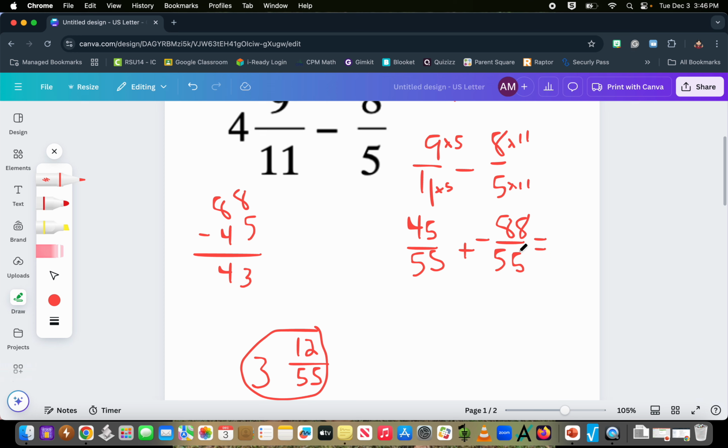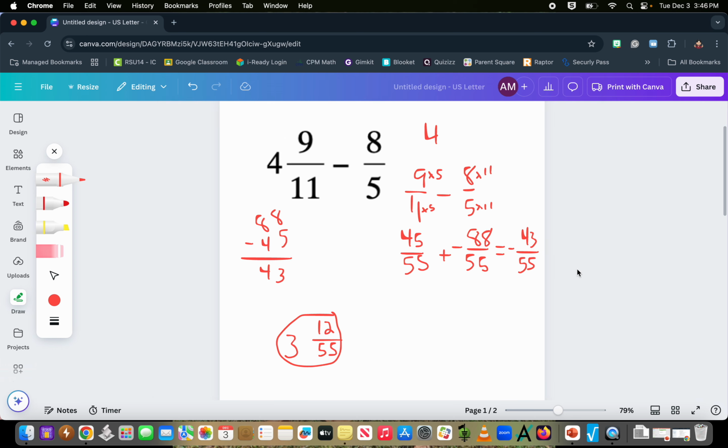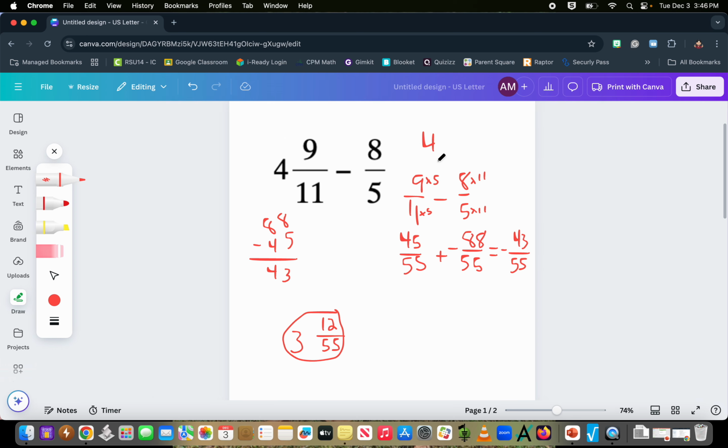And I look here and I say, all right, which one is further from 0? 45 or negative 88? Well, I know that negative 88 is going to be further from 0, so my answer is going to be a negative 43 over 55. Now, the only disadvantage with this is sometimes we forget about this guy up top that we separated, the 4. But we have to go back and finish the problem. And if I rewrite this, I know that I've got 4 minus 43 over 55.